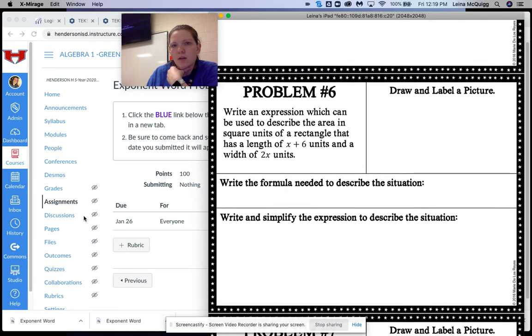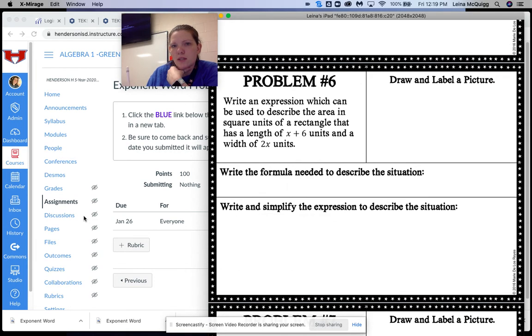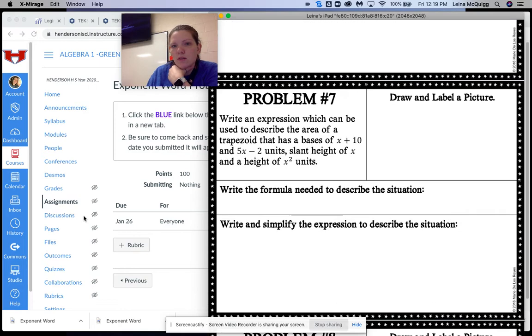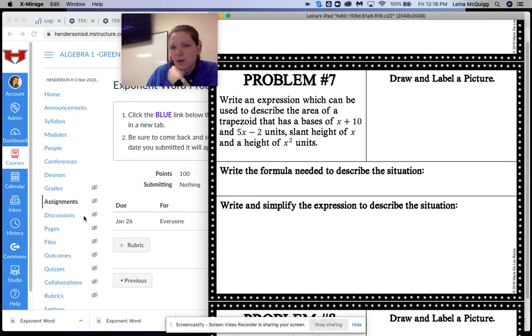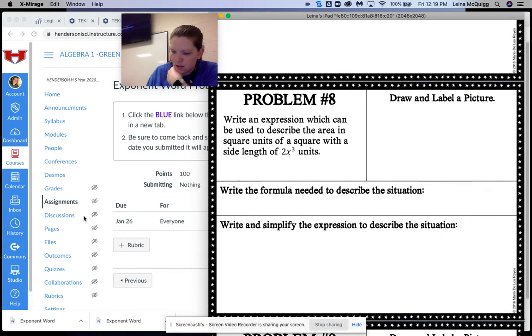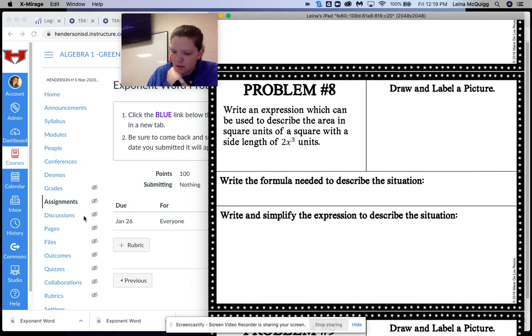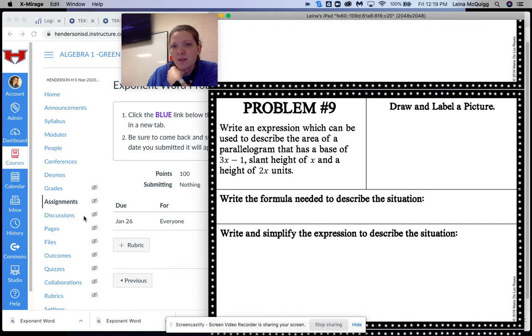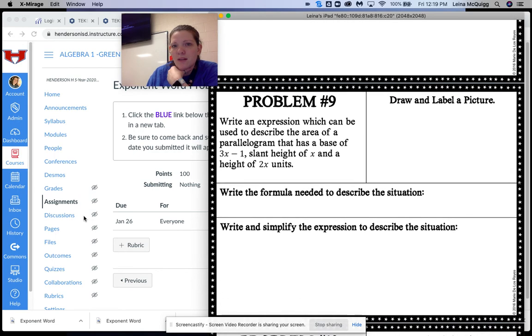I'm going to help you. There's one specific one I want to work with you. This is area of a rectangle. So we just did that, length times width. I guess I'll go ahead and write it. That way you guys have all the formulas. Trapezoid is the one I want to do with you. So we'll come back to 7. 8. Area of a square. I think you guys can handle that formula.